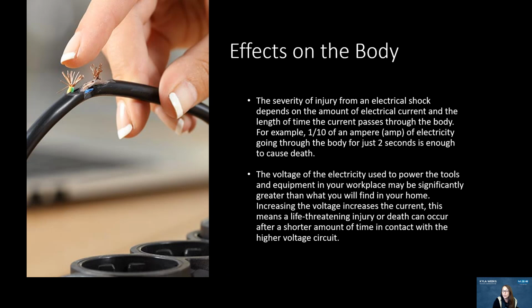For example, 1/10 of an ampere, or amp, of electricity going through the body for just 2 seconds is enough to cause death. The voltage of the electricity used to power the tools and equipment in your workplace may be significantly greater than what you will find in your home. Increasing the voltage increases the current. This means a life-threatening injury or death can occur after a shorter amount of time in contact with a higher voltage circuit.